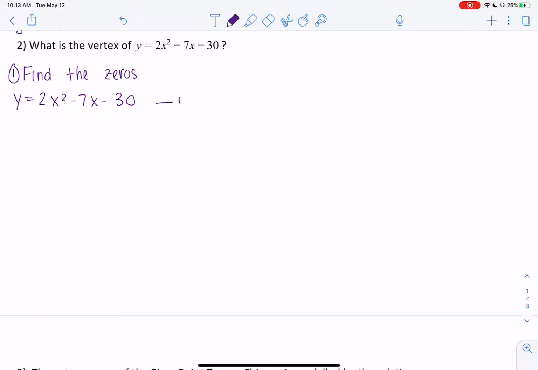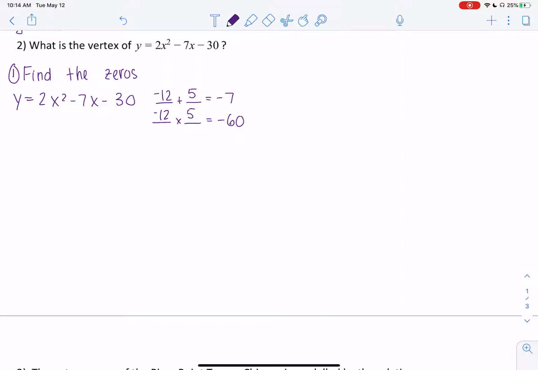So we're looking for two numbers that add to our middle number and two numbers that multiply to a times c, which is going to be -60. Now I should have mentioned this first, but we always check if we can common factor first. But here, because 2, -7, and -30, there's nothing that goes into those, we can just move on to the next step. So now we think about our numbers that add to -7 and multiply to -60. So we'll have -12 and 5.